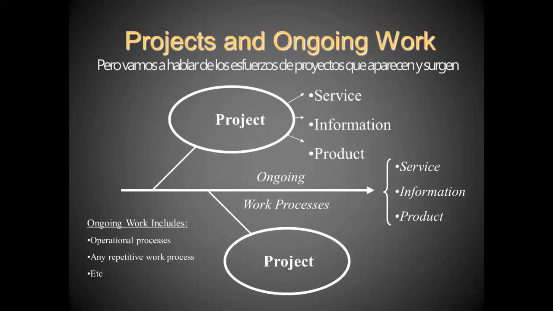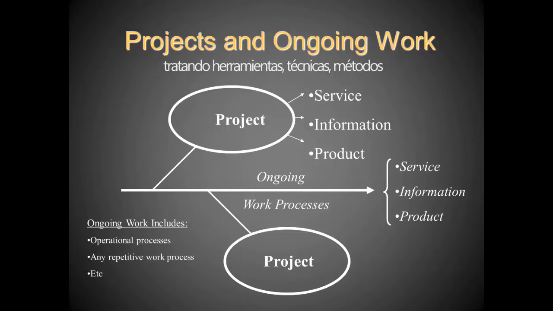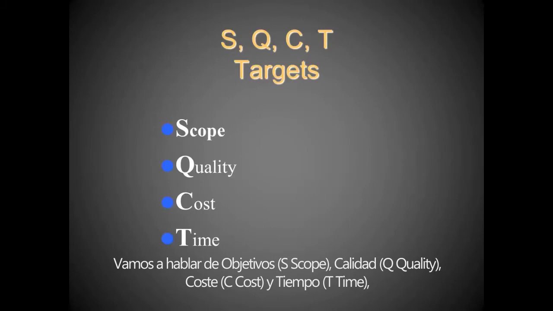What we are going to talk about are projects, the one-time special efforts that pop up. These are outside the normal realm of the operational work of the organization. These are the one-time special events that we need to take care of. These are the things we will talk about, and we'll talk about the tools, the techniques, the methods, the process for managing projects. We will talk about scope, quality, cost, and time.